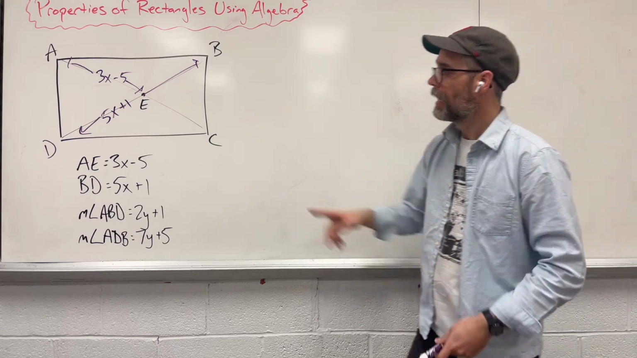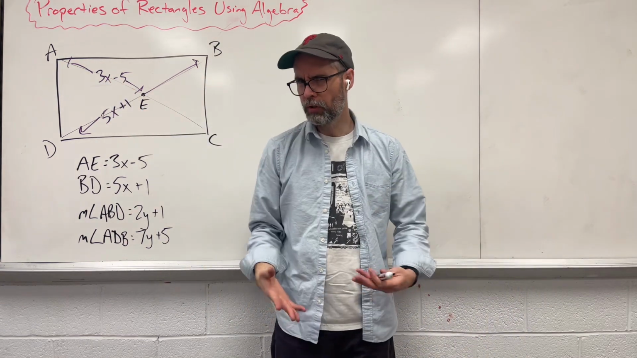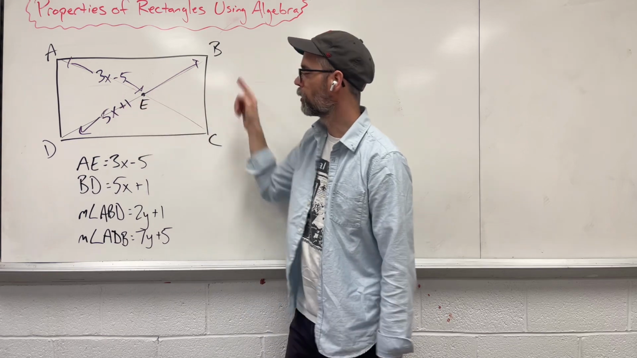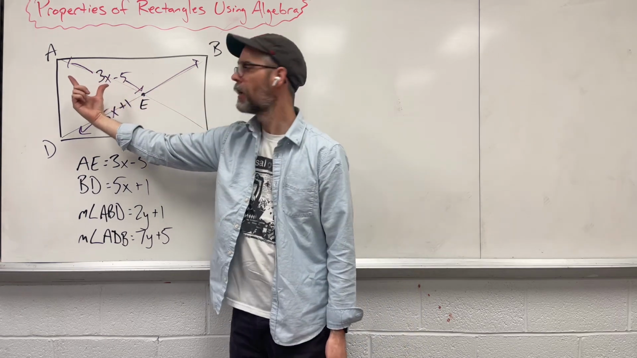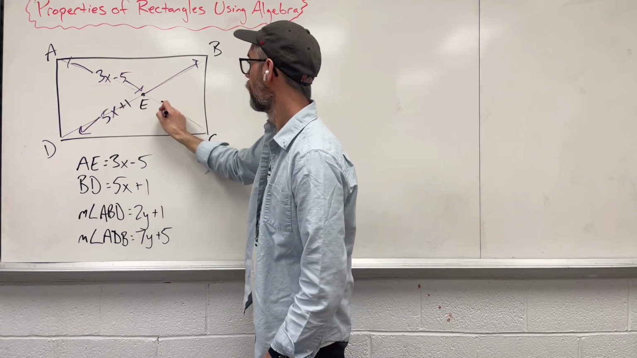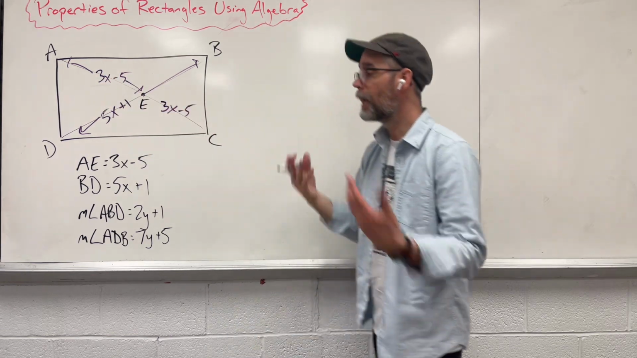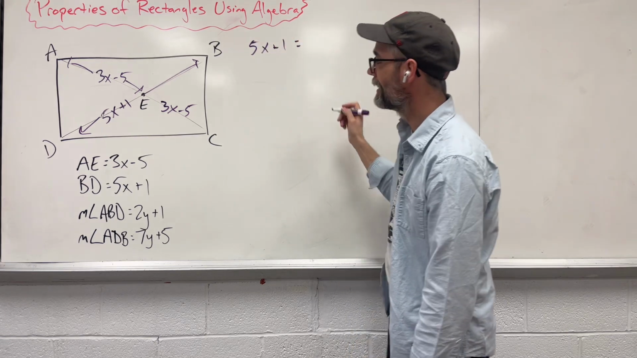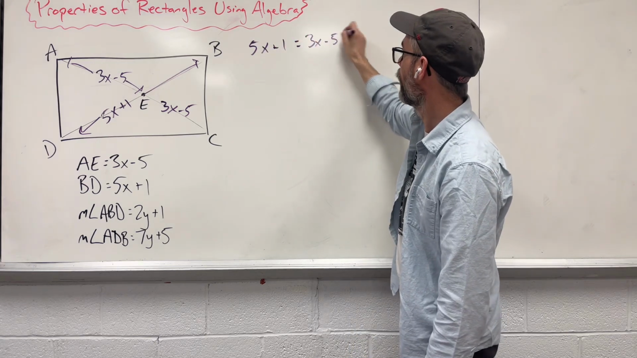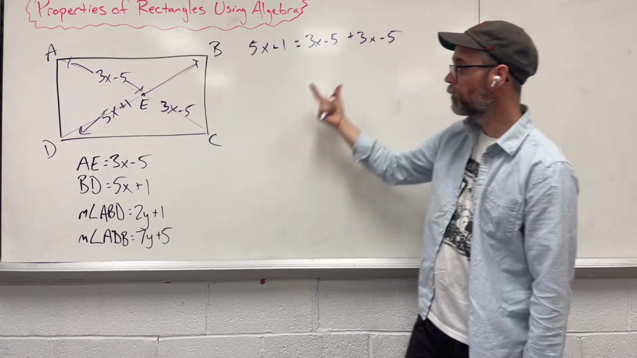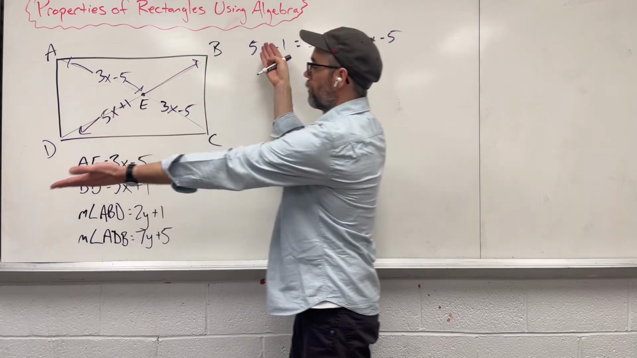Well, if both diagonals are supposed to be the same length, I have the whole length, which is 5x plus 1, and then only half over here. That means that this side also has to be the same as that half, 3x minus 5. So now we can set up an equation. We can say our 5x plus 1 is the same as 3x minus 5 and 3x minus 5, because we have two of these. We have 1/2 versus the whole.